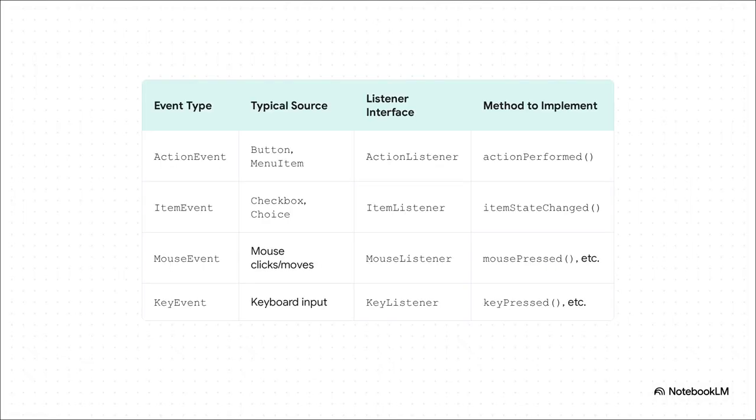Okay, screenshot this. Memorize this. This table is pure gold for your exam. It's all about matching. You see a button, you should immediately think ActionEvent, ActionListener, and actionPerformed method. You see a checkbox, your brain should go straight to ItemEvent, ItemListener, itemStateChanged method. It's a matching game, and you have to know these pairs cold.